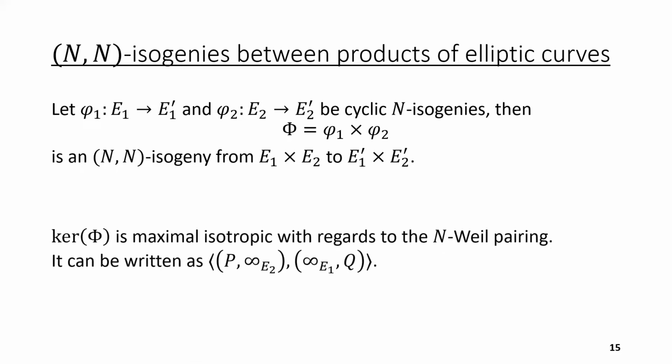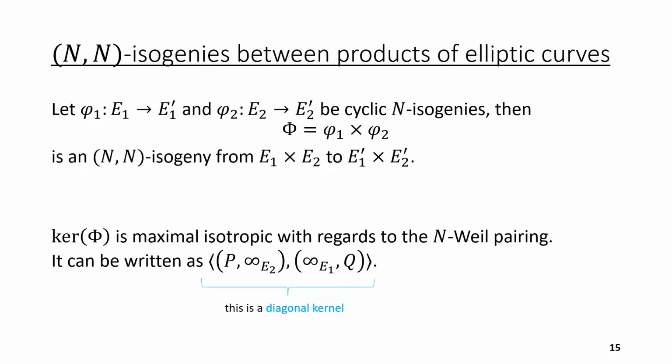And why does this work? You can check that the kernel is maximal isotropic with regards to the n-Weil pairing, because the n-Weil pairing on this is simply the product of the separate n-Weil pairings. So it's easy to verify that this is well defined and behaves as expected. This kernel can also be written as this: you have an n-torsion point P on E1 that generates the kernel of phi1, and Q generates the kernel of phi2. This is called a diagonal kernel, because if you write it in matrix form, the only non-trivial elements are on the diagonal, hence the name.